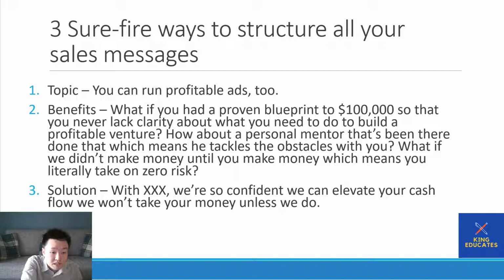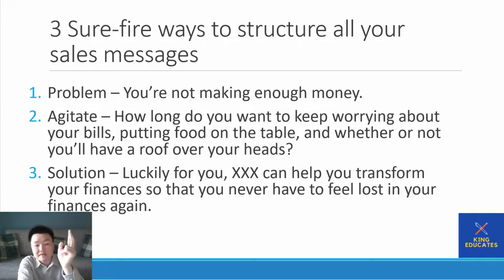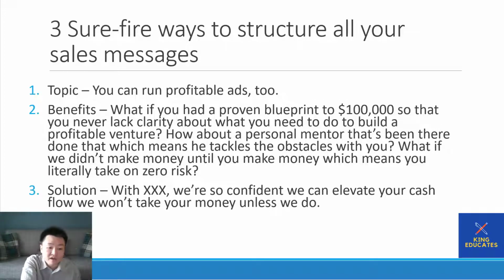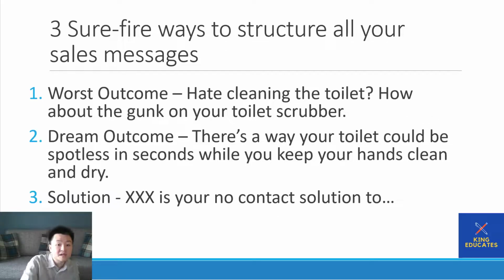So you'll notice that this messaging deals with the prospect's dream outcome, right? The agitate messaging deals with the prospect's problems, okay? And obstacles and questions, okay? So first way, pass. Second way, TBS. Third way is the worst outcome, dream outcome, solution formula, okay?